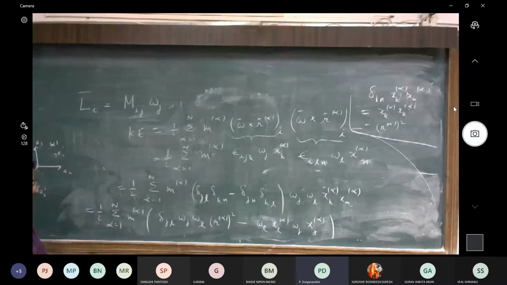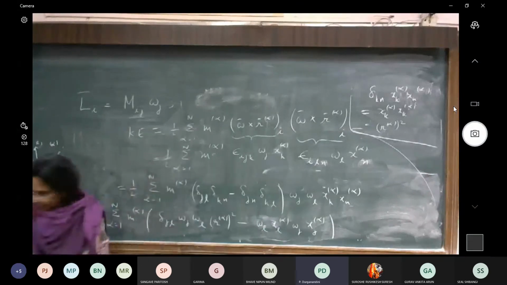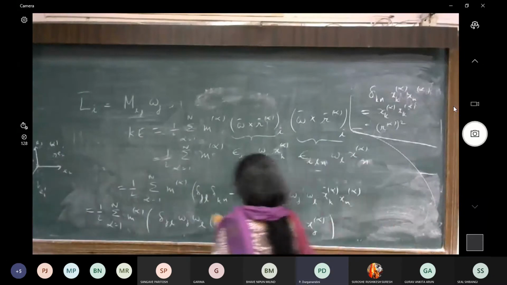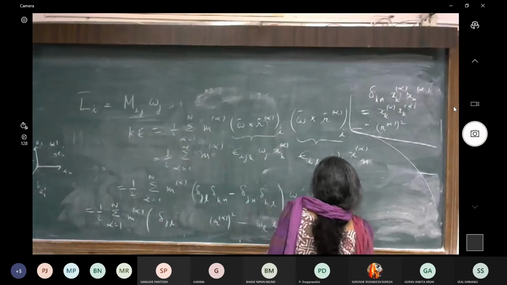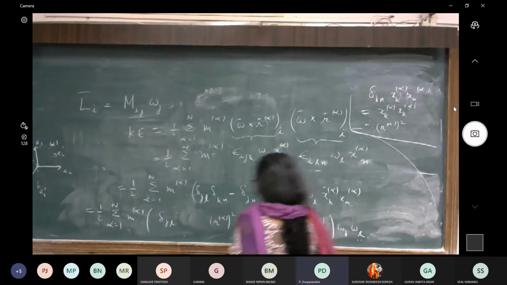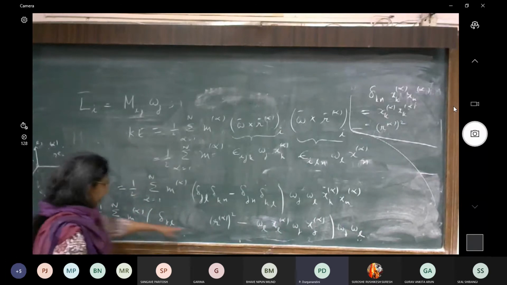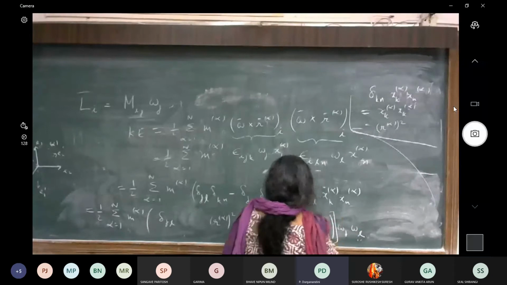Okay. Now you can see in both the terms I have this omega J, omega L, so I can take it outside of the bracket. So let me take this outside of the bracket. And you can see that omega J, omega L doesn't have any summation over alpha here. So this summation over alpha is entirely over this part.